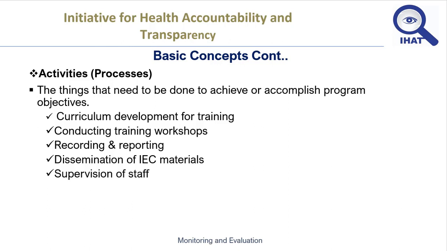There are also activities or processes. These are things that need to be done to achieve or accomplish program objectives. They include curriculum development for training, conducting training workshops itself, recording and reporting a program or project, dissemination of IEC materials, and also supervision of staff.